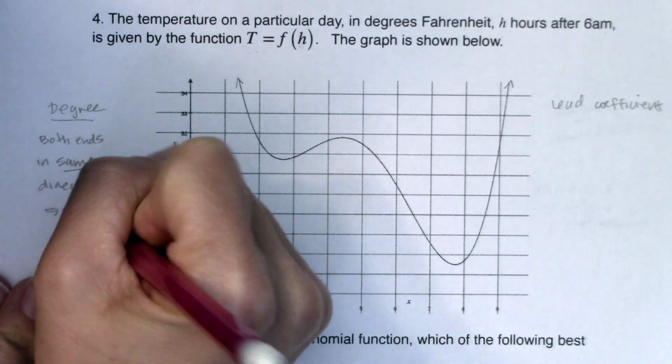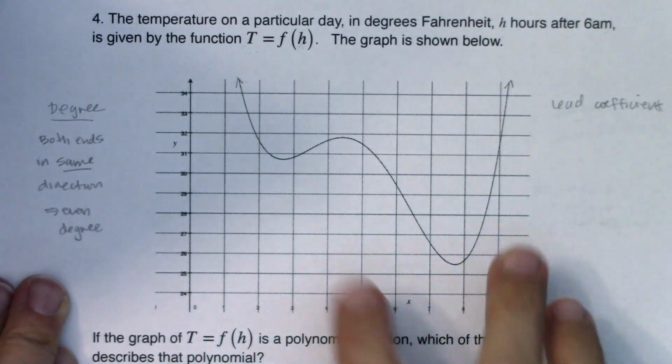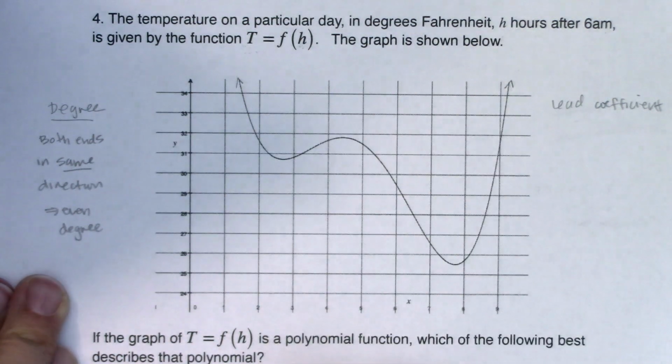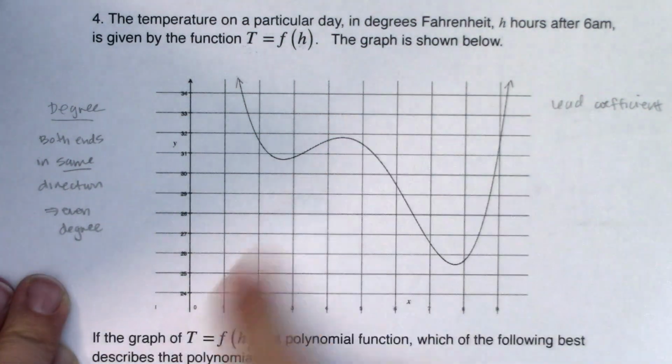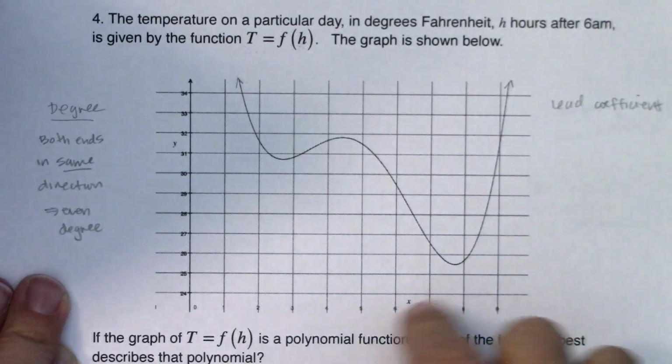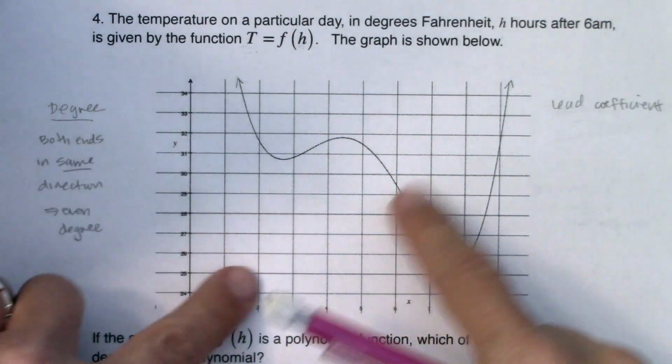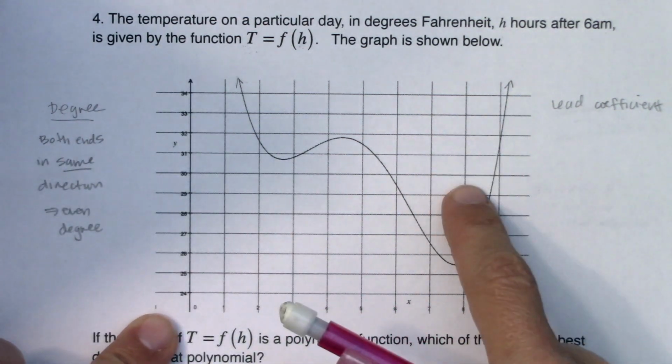Now they both happen to be going up in this particular problem, but if they were either both up or both down, that's going to be an even degree polynomial. If one is up and the other is down, whether it's right end up, left end down, or left end up, right end down, if they're in opposite directions, then you know you have an odd degree polynomial.